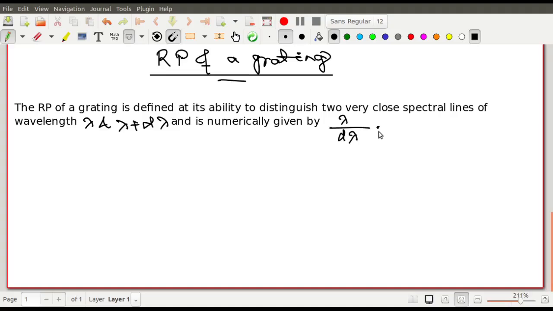Okay, for the grating, recall the maxima and minima conditions. You remember the condition. Recall the condition for nth principal maxima for lambda.